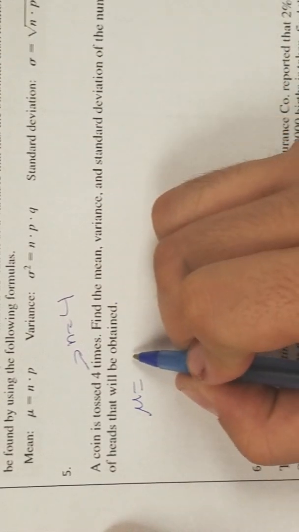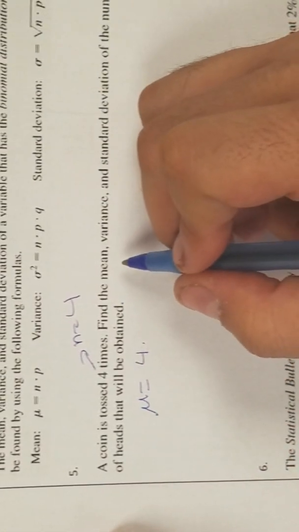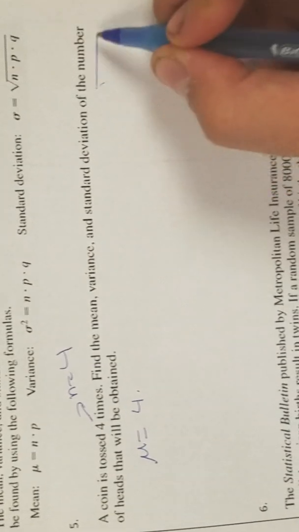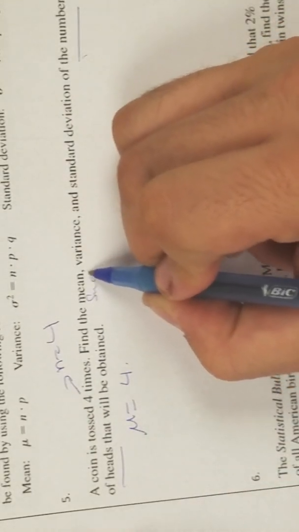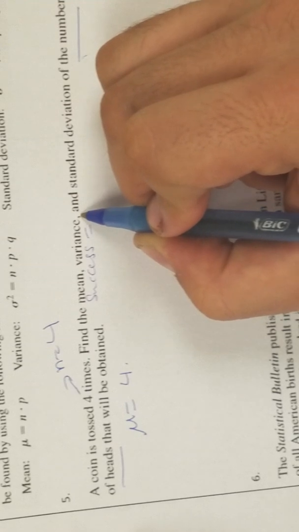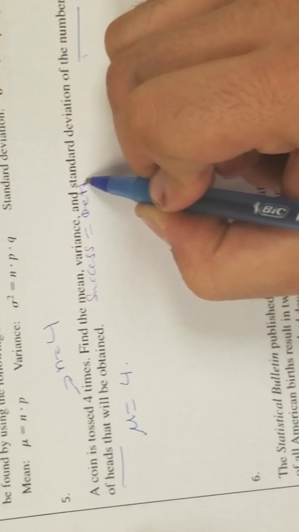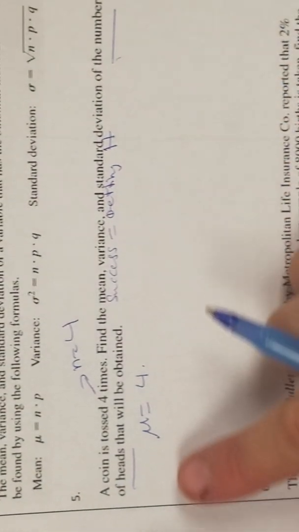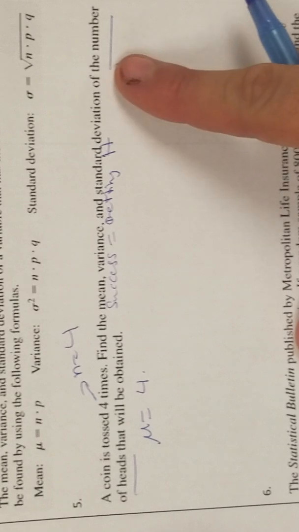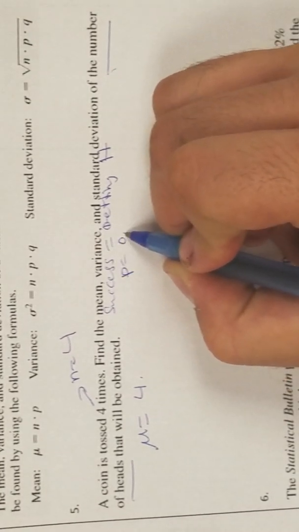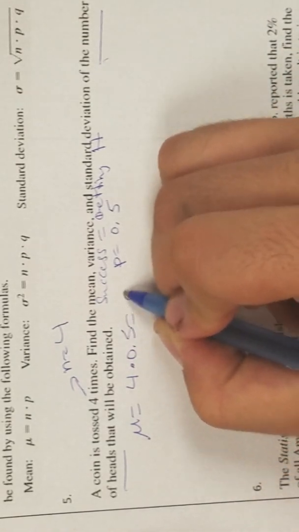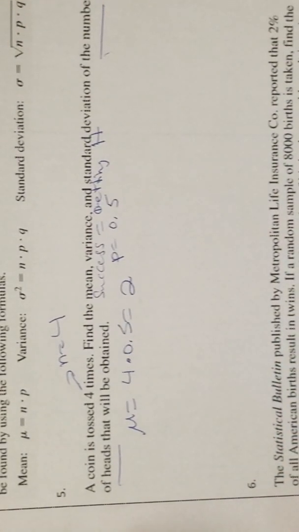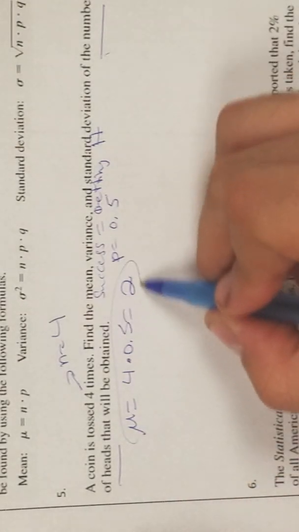So now all we got to do is find the mu first. The number of trials is 4. What's the probability of success in this case? Well, success in this case is the number of heads. So success is getting H, so getting heads. The probability of success in this case is 0.5. Probability of getting heads is 1/2. So we can multiply this by 0.5 and we get our answer, which is 2. So that's it for the mean.